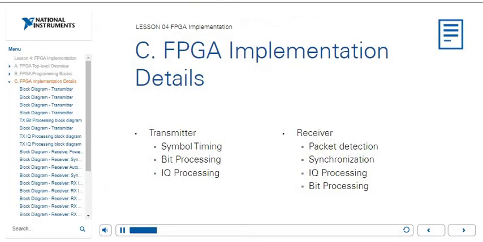In Section C, we will go over the details of the FPGA implementation. Specifically for the transmitter, we will go over symbol timing, bit processing, and IQ processing, and their implementations on the FPGA. And on the receiver, we will go over the packet detection, synchronization, IQ processing, and bit processing implementations on the FPGA.